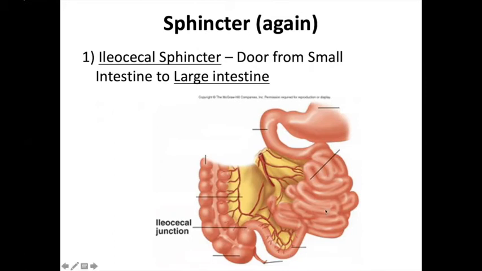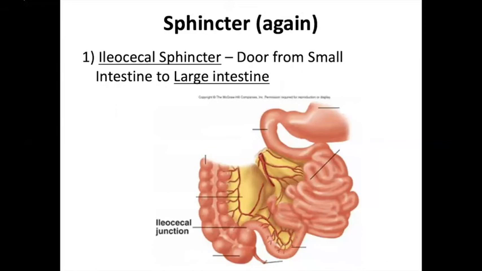So all of that water and all of that waste that we didn't want is now going to travel into the large intestine, in this part that we call the cecum. So this is the ileum, and this is the cecum. The doorway in between is known as the ileocecal sphincter, right? That is the third sphincter we talked about.